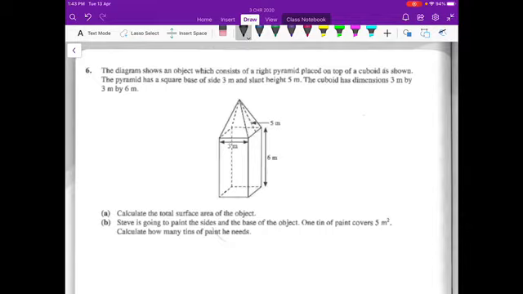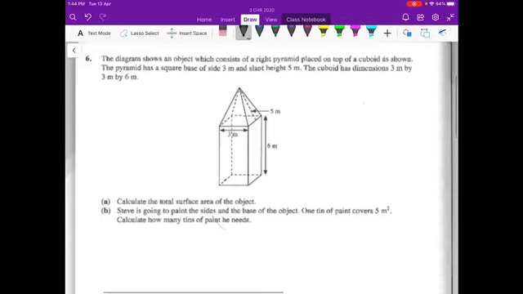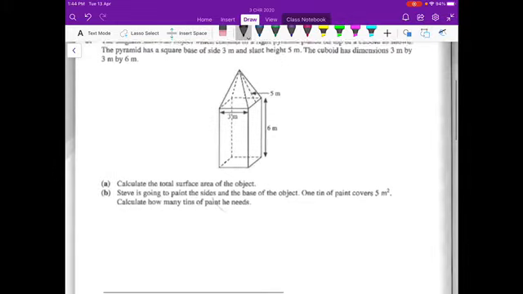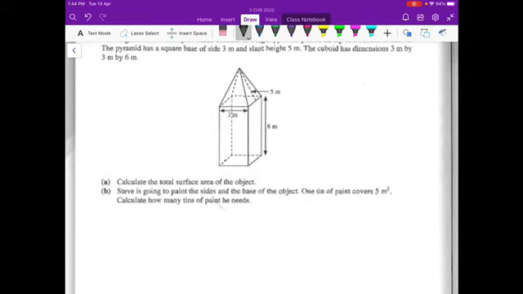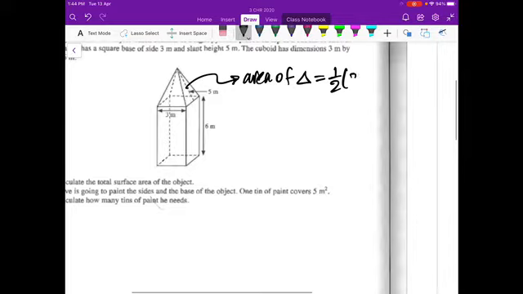Diagram, object: a right pyramid on top of a cuboid. Square base 3 meters, slant height 5. Dimensions 3 by 3 and 6. Total surface area. Area of this triangle is half times the base times the height, so we have 7.5 square meters. That's part A: area of one triangle, 7.5 square meters.